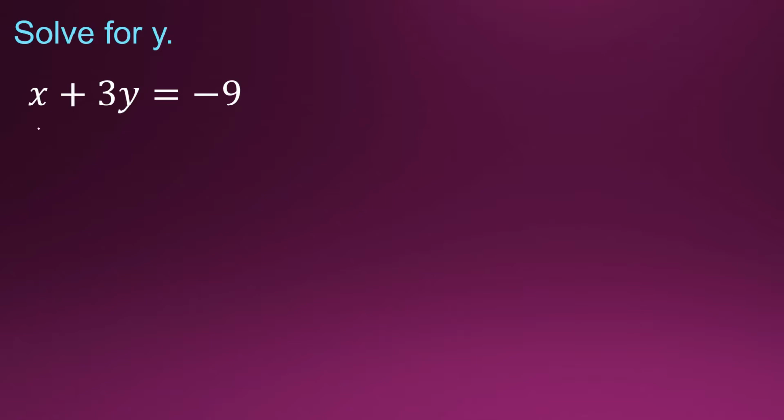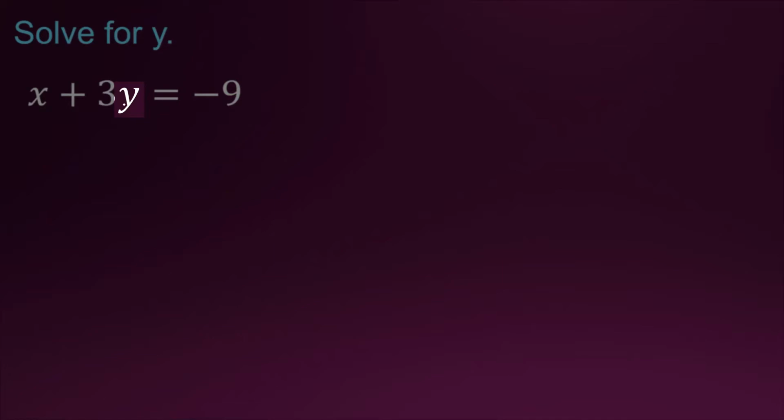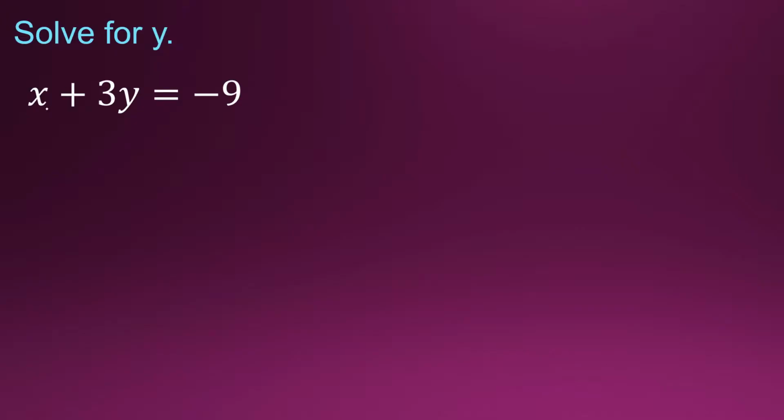Same directions. This problem is x plus 3y is equal to negative 9. This is actually your first homework problem from the worksheet I gave you. Again, my focus is on the y. I want to isolate that on one side of the equation. So I'm going to first move the term with the x in it. So inverse operations are what I need to use. Since this is positive x, I'm going to subtract x on both sides to keep that balanced.